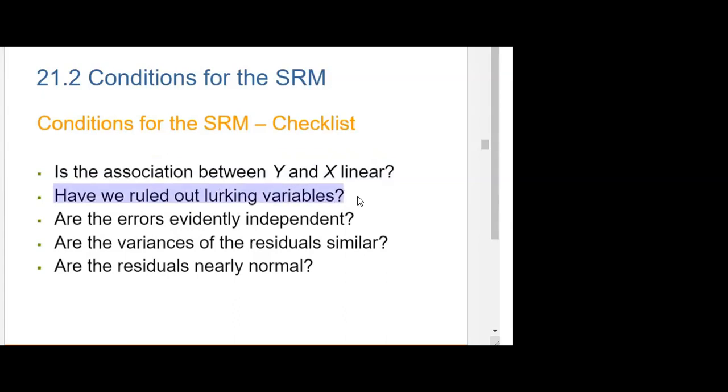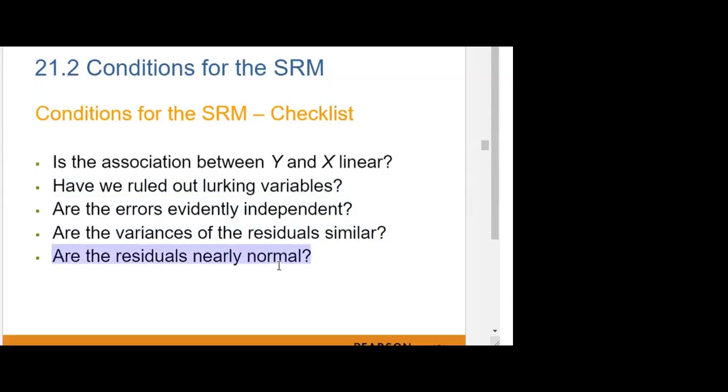Is there another variable that has a strong association to both the IV and DV, or explanatory and response variable, that is actually affecting the accuracy of a model negatively? So we don't want lurking variables, right? Are the errors evidently independent? Is the variance of the residuals similar? Are the residuals nearly normal?